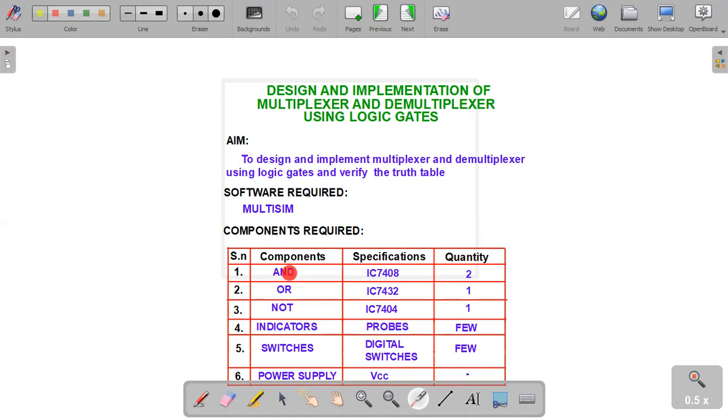Here the components are AND gate IC 7408, which needs two AND gates, OR gate IC 7432, one OR gate, NOT gate 7404, indicator probes, digital switches, and power supply VCC.